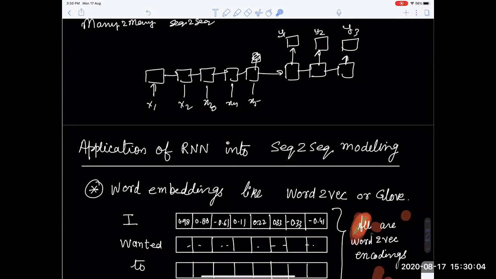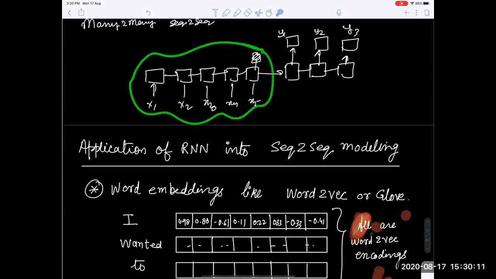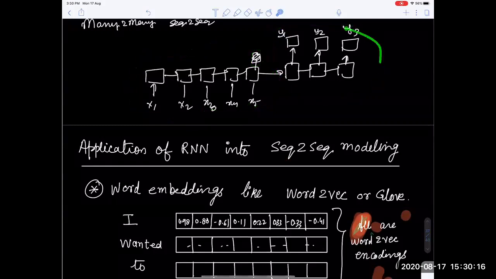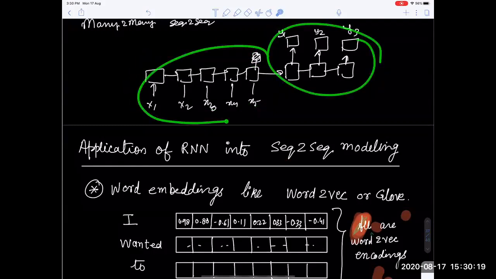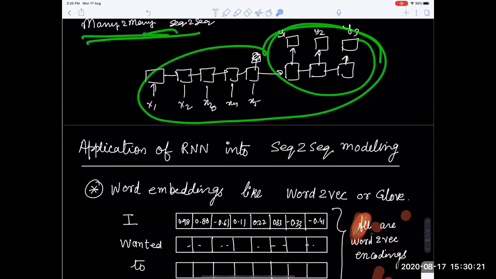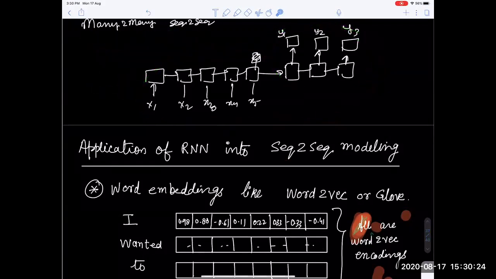If you remember, in our previous lectures we showed how these types of networks are made. First this type of thing can be made, then this type, which is many to one, and this can be seen as one to many. When both of these are added, you get a many to many network. That is sequence to sequence modeling. Now we are going to understand how sequence to sequence modeling is realized, what the pros and cons are, and then we will move on to transformers.